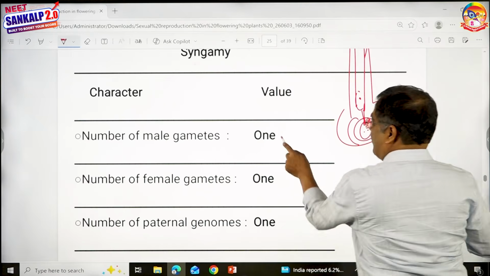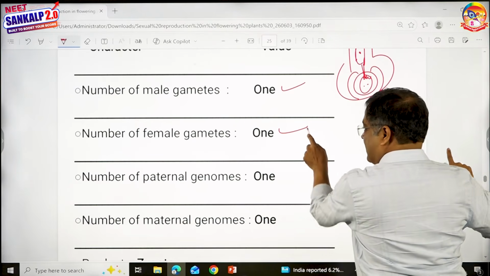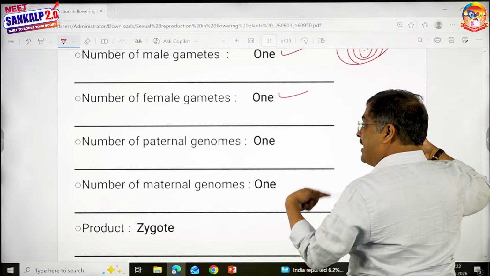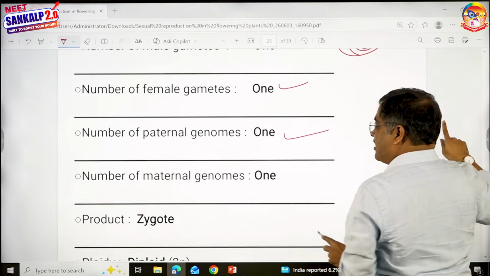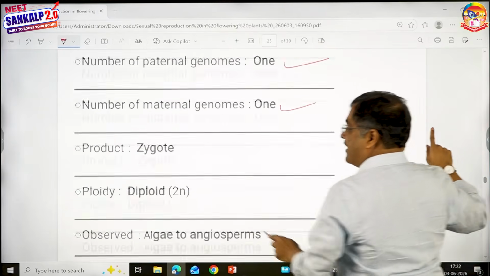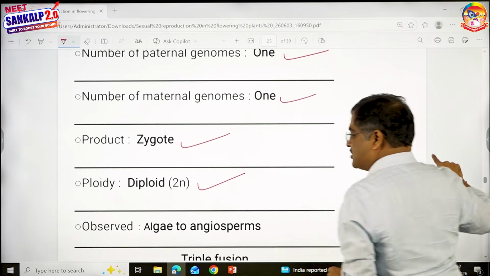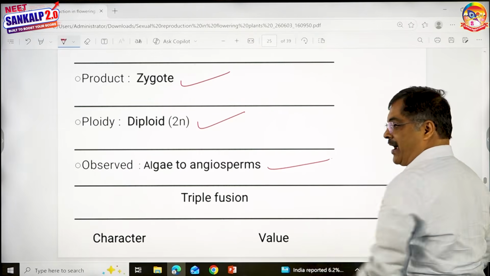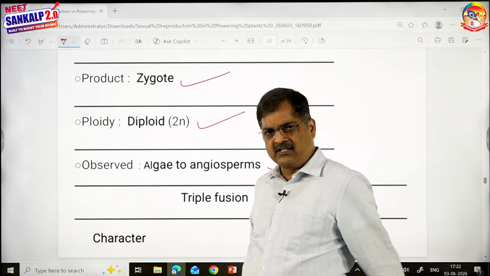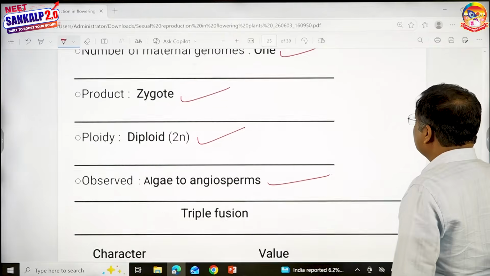Number of male gametes, 1, correct. Number of female gametes, yes. Number of paternal genomes, male means paternal, 1. Number of maternal genomes, 1. The product is zygote. The ploidy of zygote is diploid. Observe from alga to angiosperms: syngamy, fertilization. Then what is triple fusion?